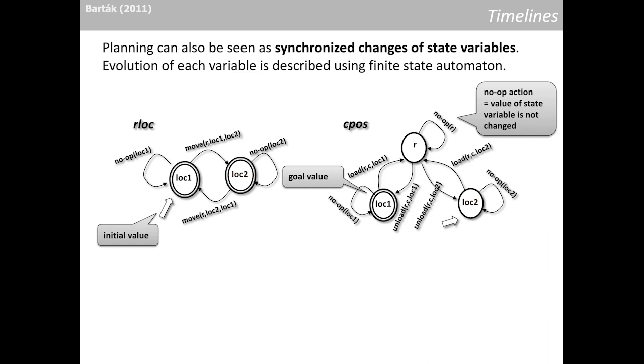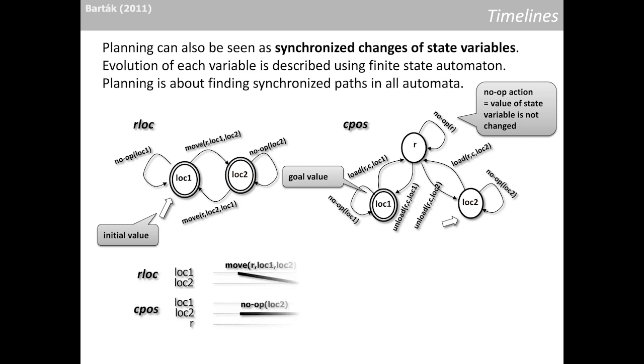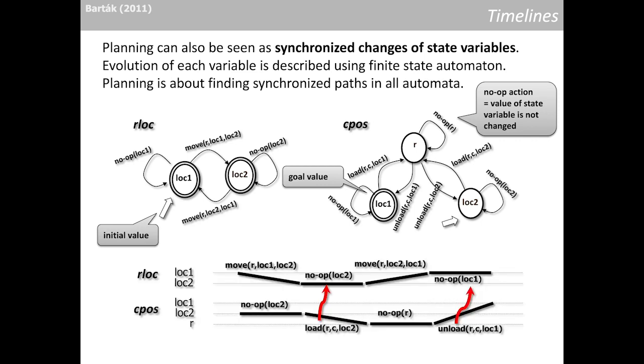So I mentioned that planning can be seen as a synchronized evolution of these state variables. So this is how the plan may look like. So you can see how the values of the state variables are being changed by the actions. And sometimes we need synchronization between these actions. Like if we are loading the container to the robot at location 2, we require that at the automaton for the location of the robot, the no-op action for location 2 is used. In this way, we can force the automaton to be in the state of location 2, which is the precondition of the load operation. And similarly for the unload operation at the end.